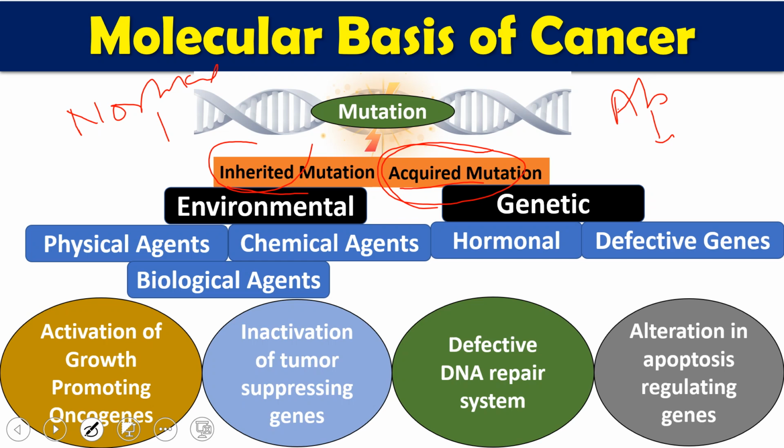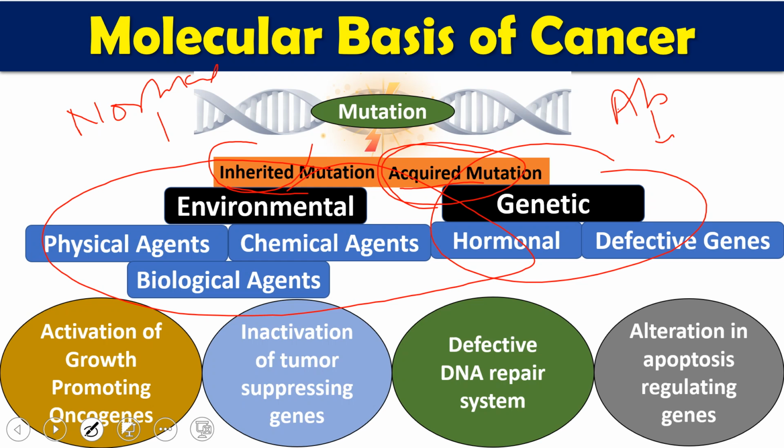So because of these environmental or genetic factors, there is either activation of the oncogenes, inactivation of tumor suppressor genes, a defective DNA repair system, or alteration in the apoptosis regulating genes. Because of this, the cell will not undergo apoptosis. The cell will not go for death. The cell will be immortal. So cancer cells are immortal.